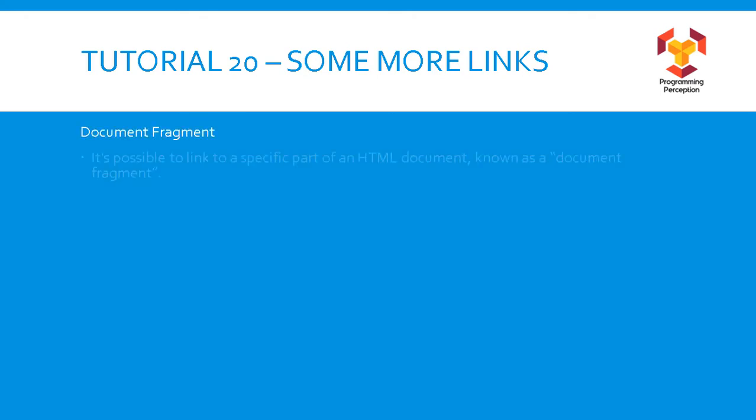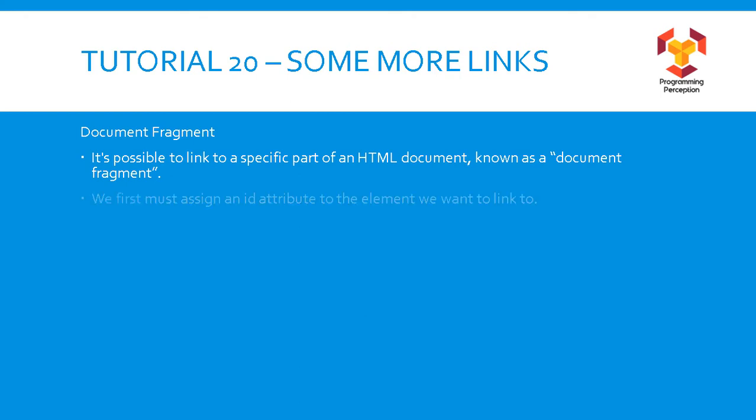Now, a document fragment is actually that section of the document to which we can provide a link. That means we can link to a certain section of the same page from the same page, or we can link to a certain section of a page from another page. Now it's up to us.